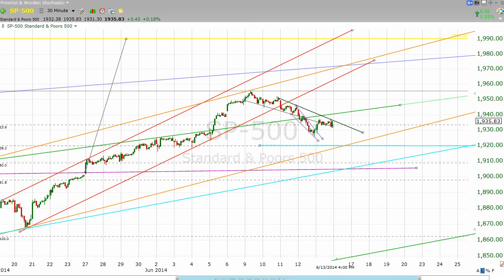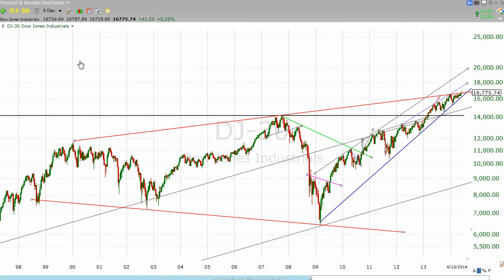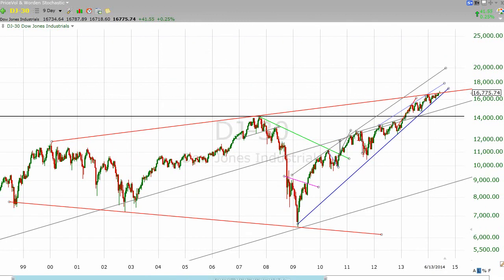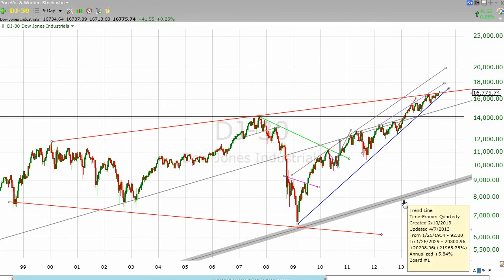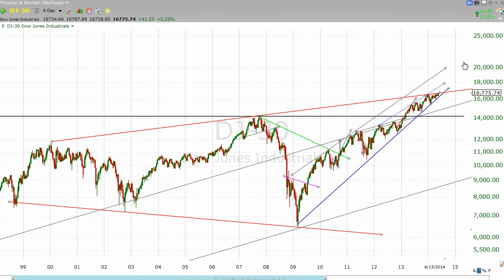Let's take a quick look at a couple other things. Looking here at the Dow Jones Industrials, I just want to show you real quick. There's been some talk about maybe a wedge forming here, and that is possible.